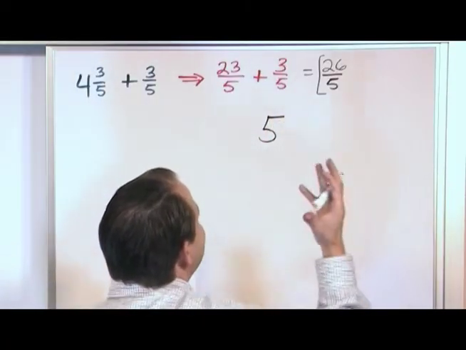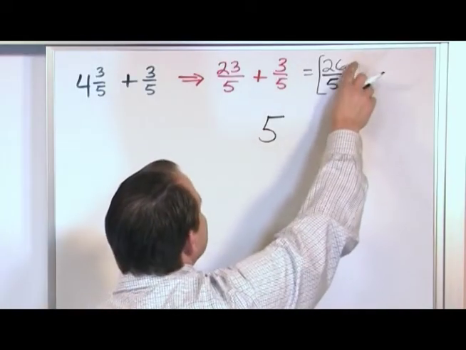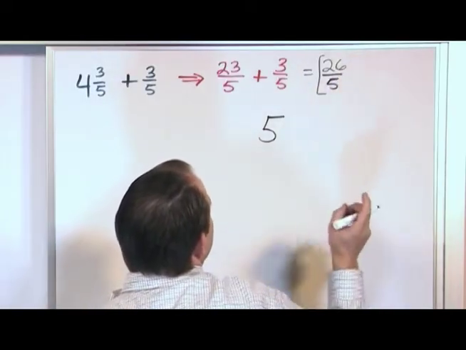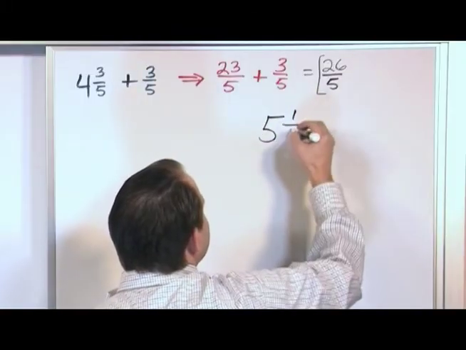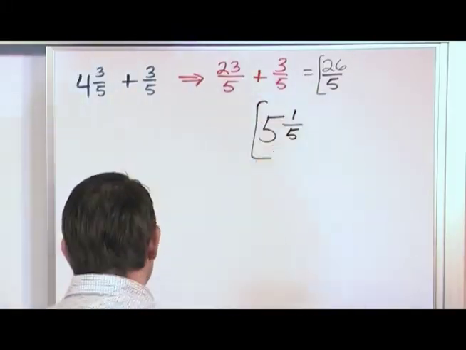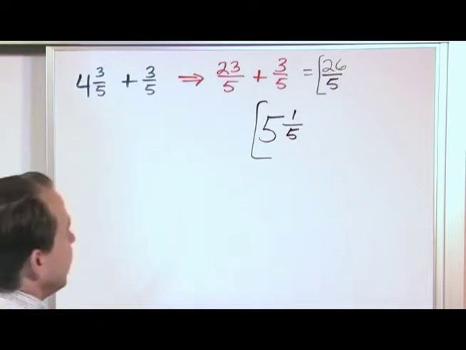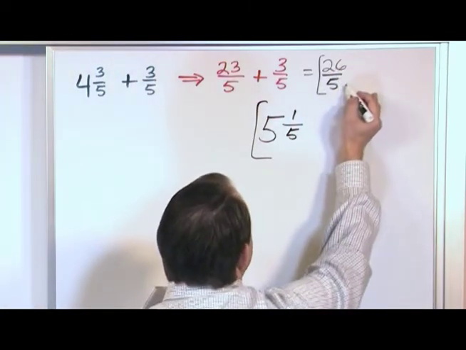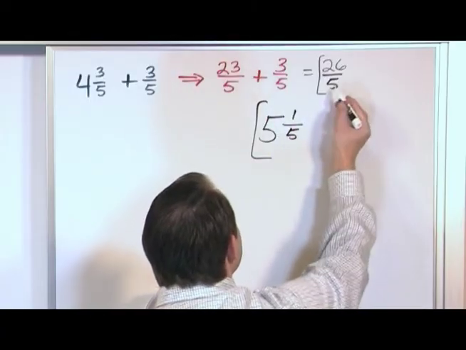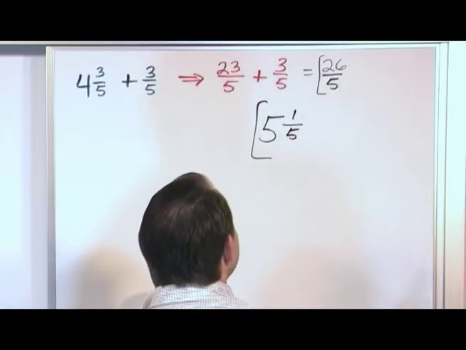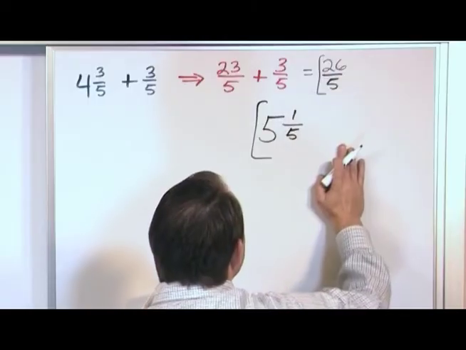5 times 5 is 25. But we had 26 things on top. So 26 minus 25 is 1. So we had a remainder of 1. We always write it over 5. So it's 5 1/5. I'll say that one more time. You're doing the division, 26 divided by 5. It goes 5 times. But the remainder is 1 left over because 5 times 5 only gave us 25. We didn't quite get all the way up to 26. We had 1 left over.